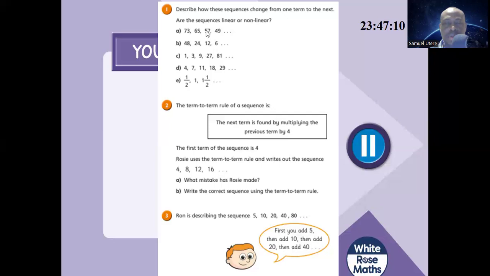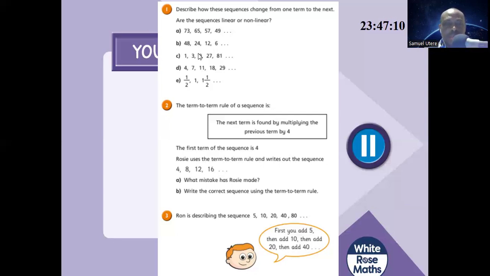So this one, let's start with this one. You can clearly see that we add 3, and then we add 4. Okay, so the number by which we're adding every time is increasing by 1.